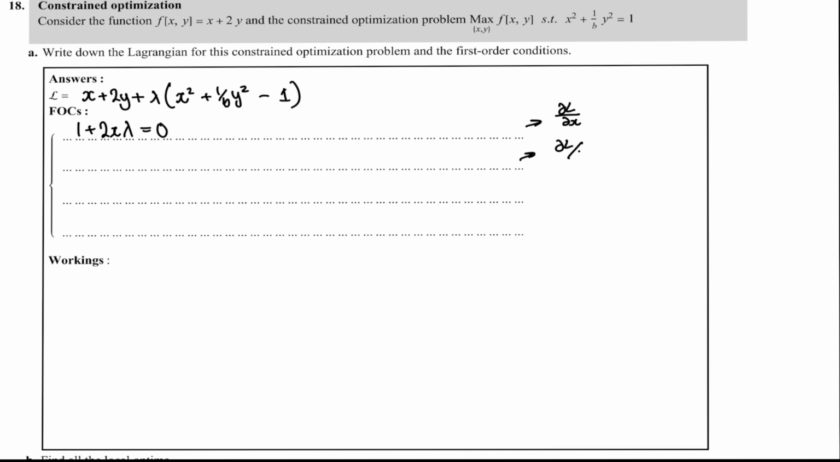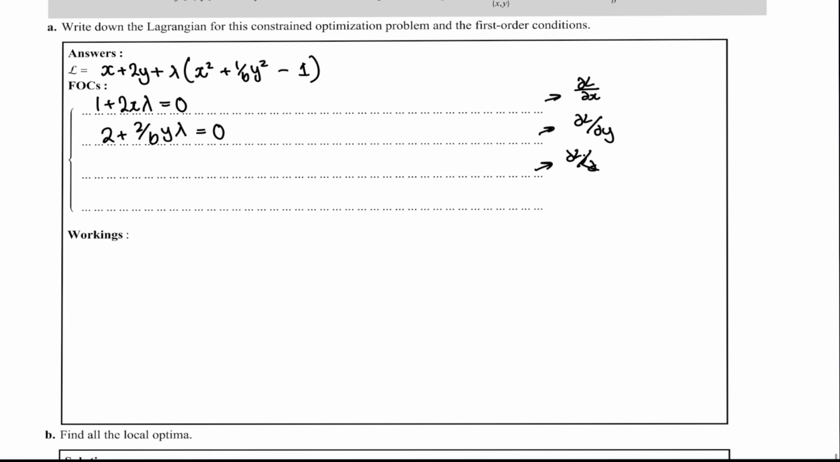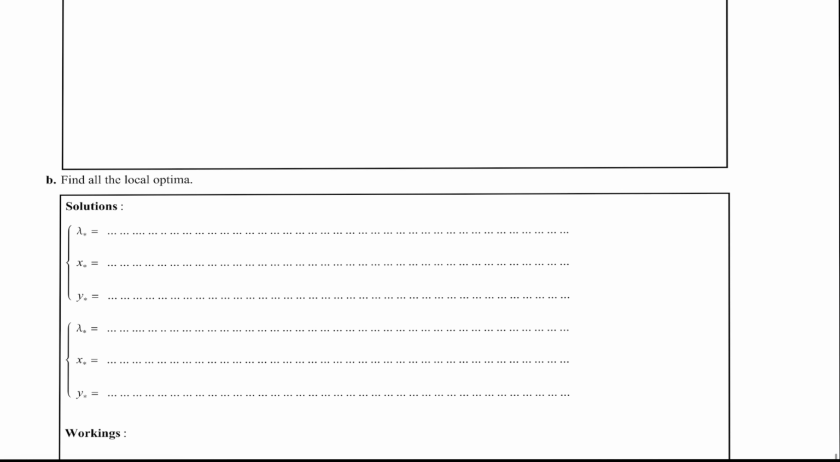Partially differentiating with respect to y, I get 2 plus (2/b)yλ equal to 0. And partially differentiating with respect to lambda, I get the constraint, which is x squared plus (1/b)y squared minus 1 equal to 0. So that's part A.